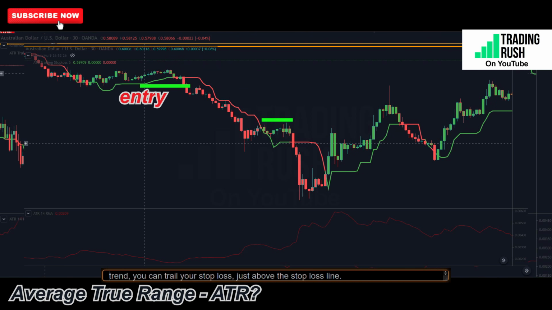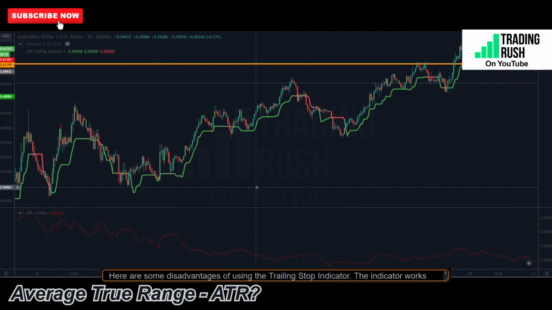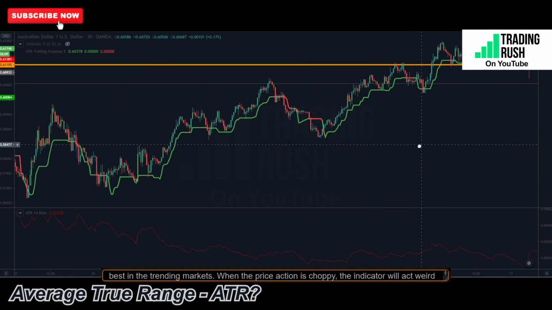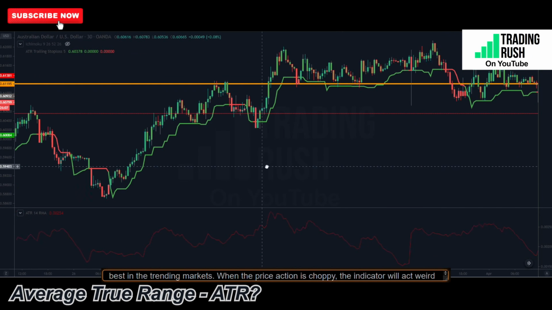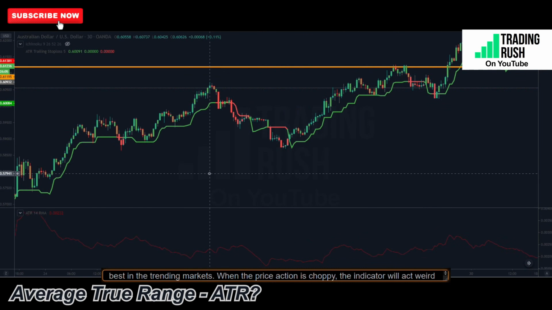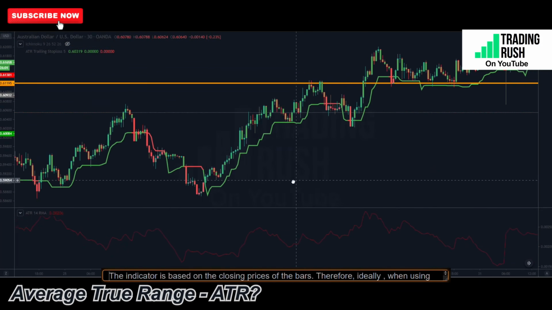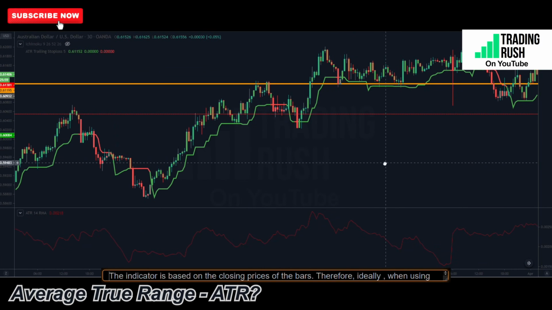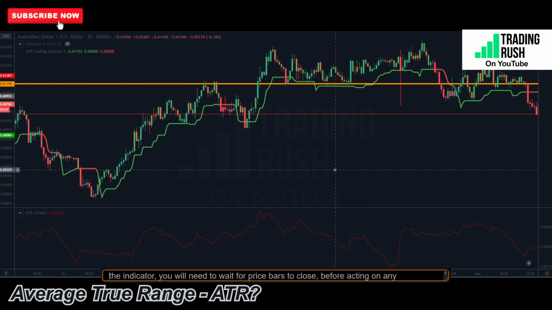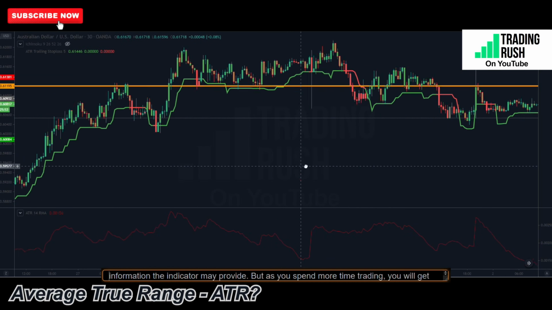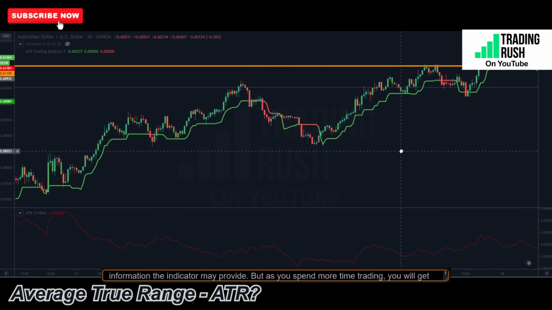Here are some disadvantages of using the trailing stop indicator. The indicator works best in trending markets. When the price action is choppy, the indicator will act weird and won't provide a lot of useful data. The indicator is based on the closing prices of the bars. Therefore, ideally, when using the indicator, you will need to wait for price bars to close before acting on any information the indicator may provide.